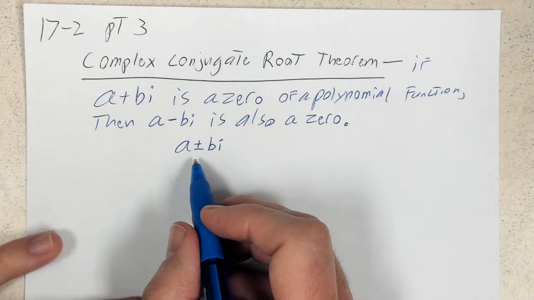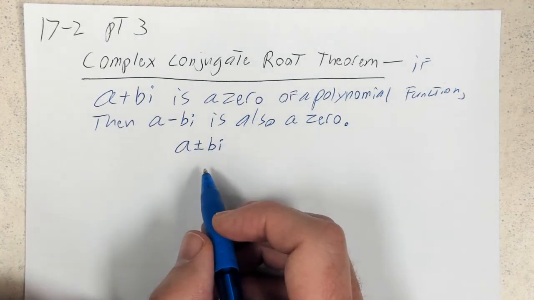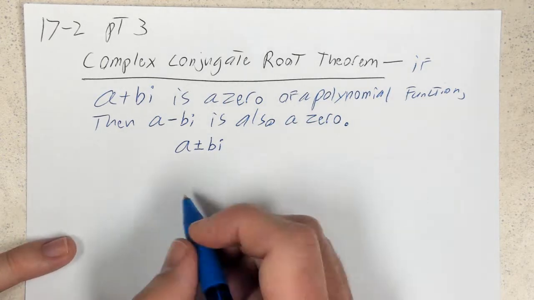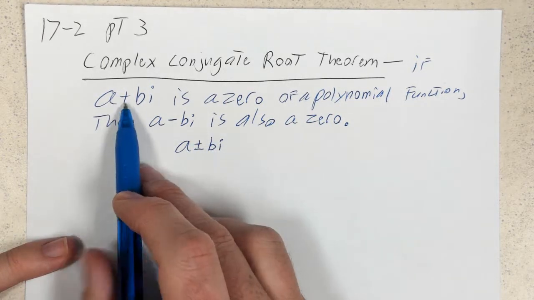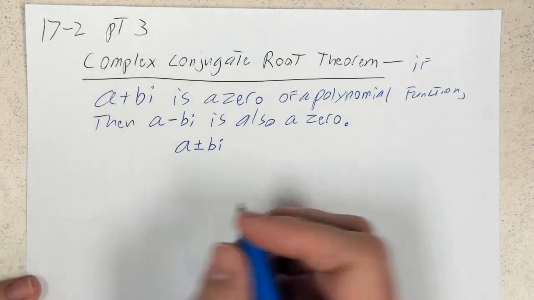So you're not going to be able to have one imaginary or complex solution. There's always going to be either 2 or 4. Alright, so you can't have just one. If it's positive, there's going to be a negative version. If there's a negative version, there's going to be a positive version.